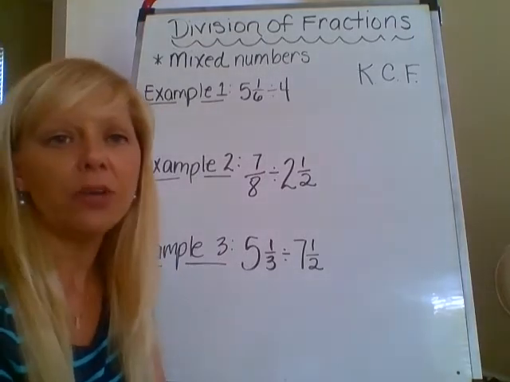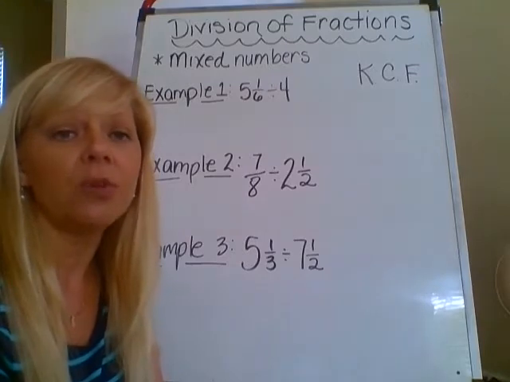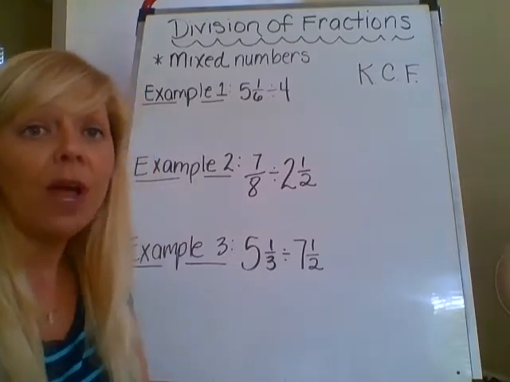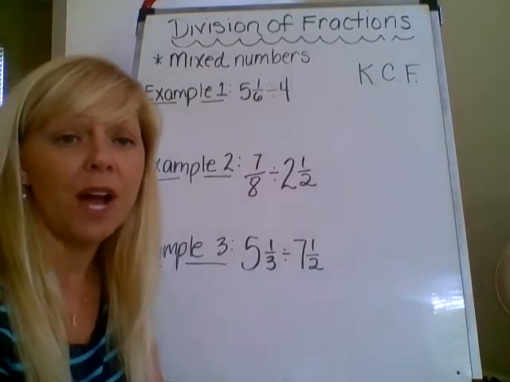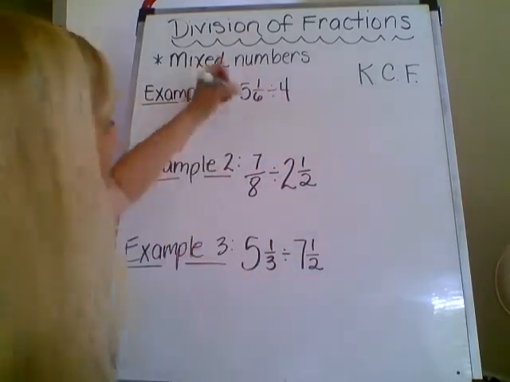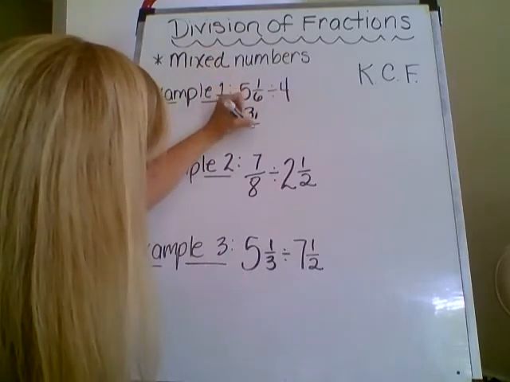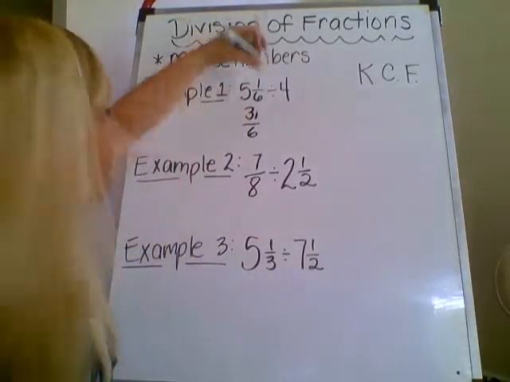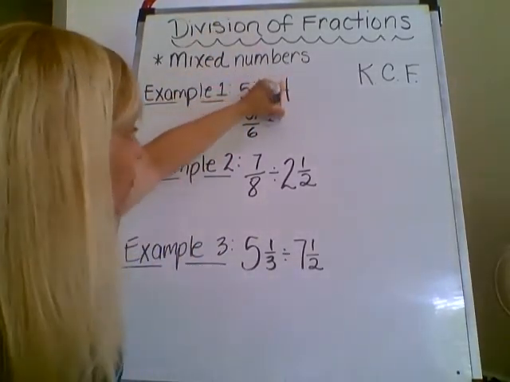So the first thing I need to do is change that 5 and 1/6 into an improper fraction. How we do that again is we take the 6 times the 5 and we add the 1. So 6 times 5 plus 1 is 31 over 6, and we're going to divide that by our 4.